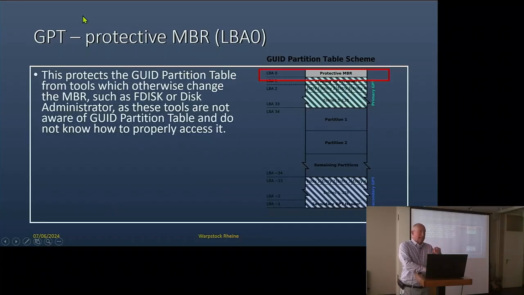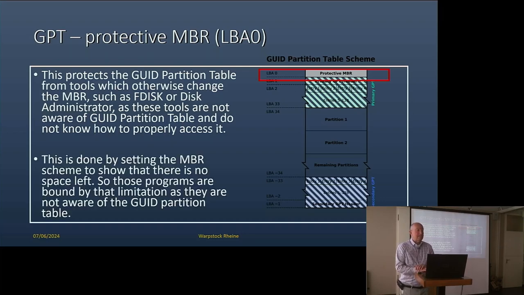Okay. Let's analyze the GPT. First of all, we have a protective MBR. Why do we have a protective MBR? Because some systems will try to access the MBR. This could be from FDisk or a disk administrator in Windows, for example, and we don't want it to ruin our GPT. So we have a so-called protective MBR, and the protective MBR is made protective by showing there is no space on the disk. That's the theory. Up to now, it seems to work.